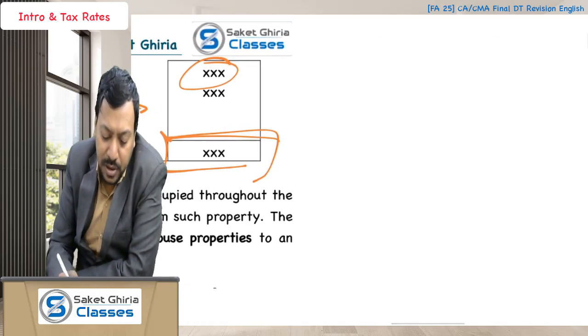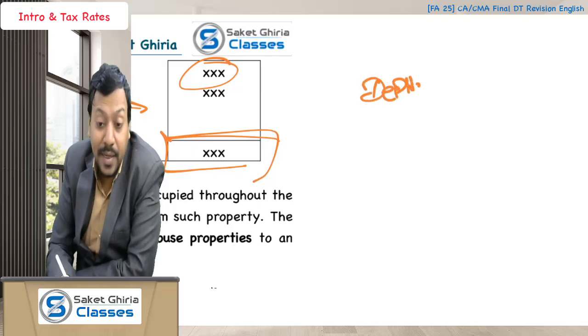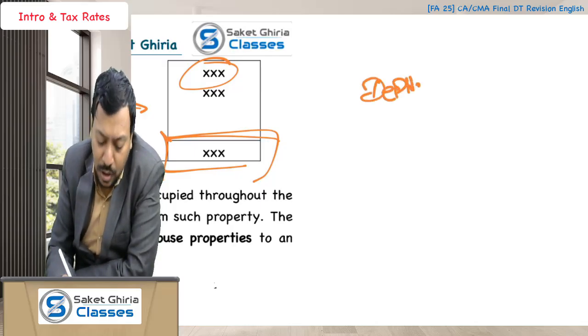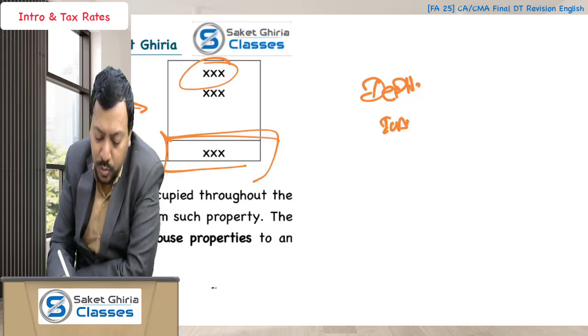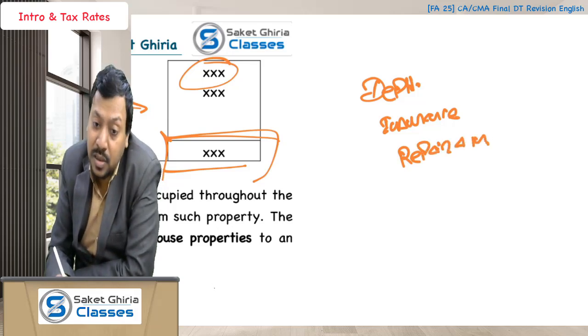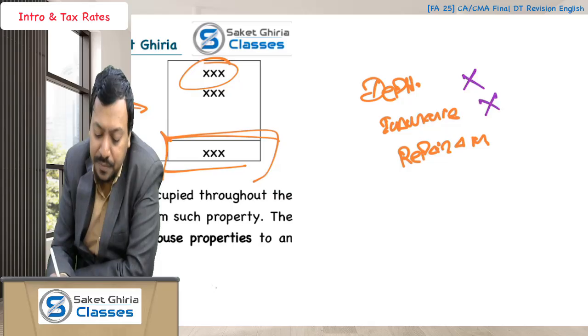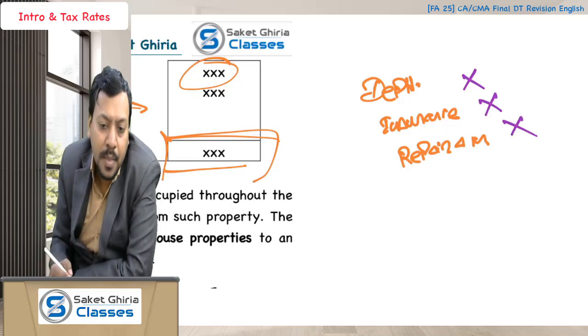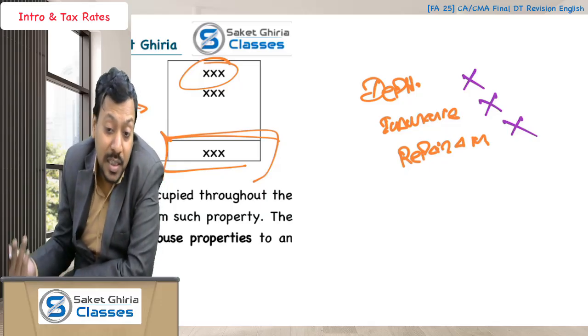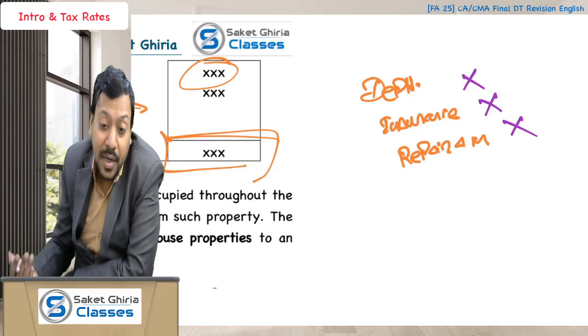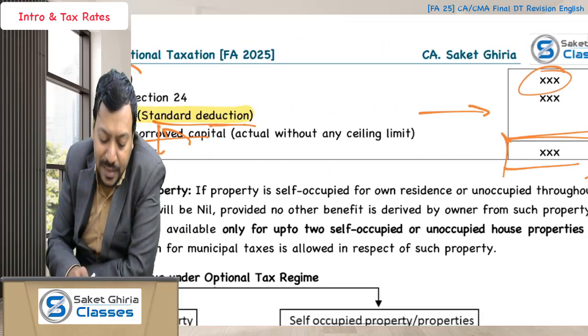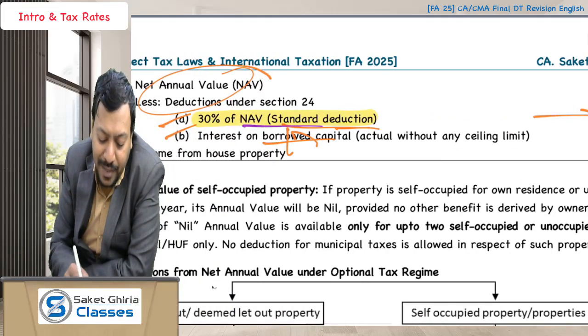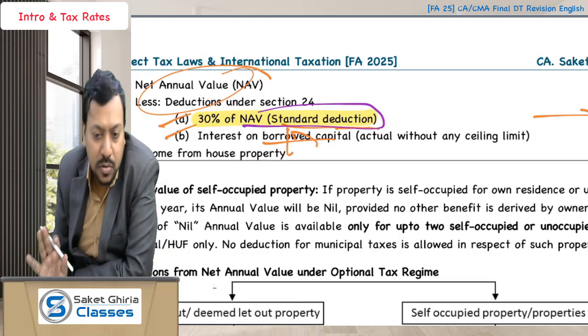Sir, what about depreciation of the property? Won't I get the expenditure for depreciation? Won't I get the expenditure for insurance? I have paid the insurance premium. Won't I get a deduction for repair and maintenance, etc.? Nothing. You will not get anything. What about, sir, the water tax I have paid? What about the ground rent I have paid? Means only these things. 30% flat deduction you will get, and interest deduction.